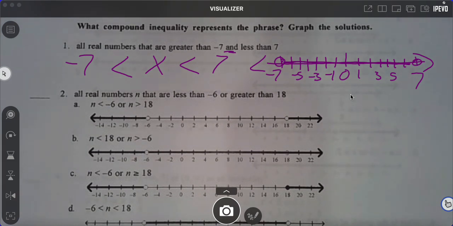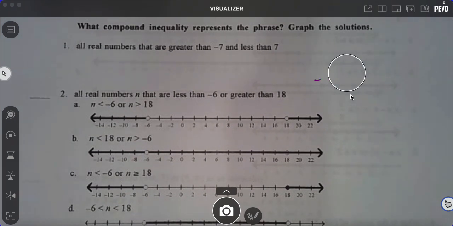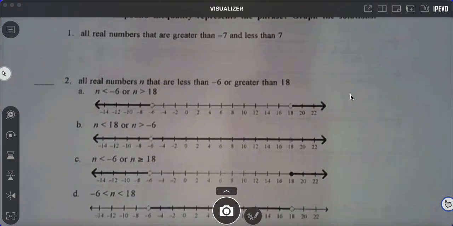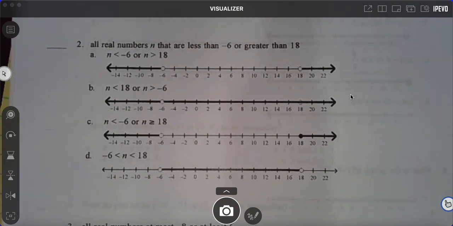Yes. Let me move this up. Now, number 2 has the word or. So they write it using the word or, and all you're going to do is see which way they're pointing. It says all real numbers n that are less than -6. So I'm looking for one of my 4 answers that has n is less than -6, or, what's my other one? N is greater than 18.